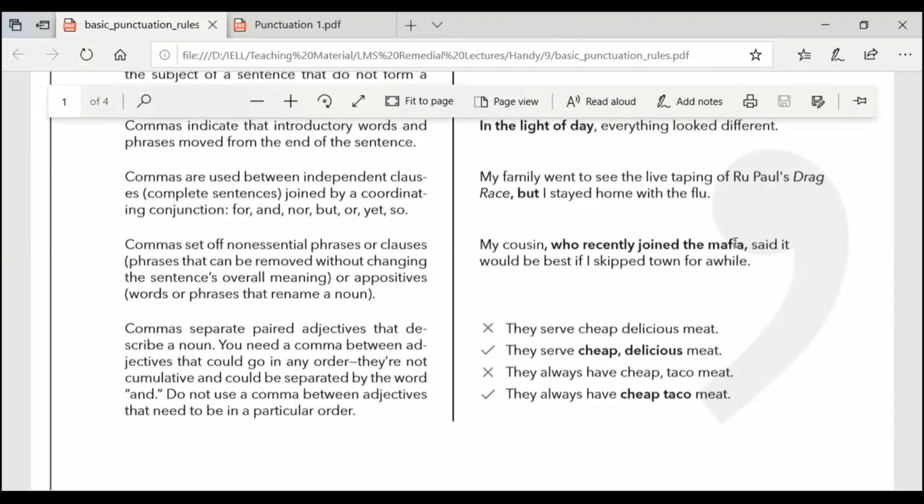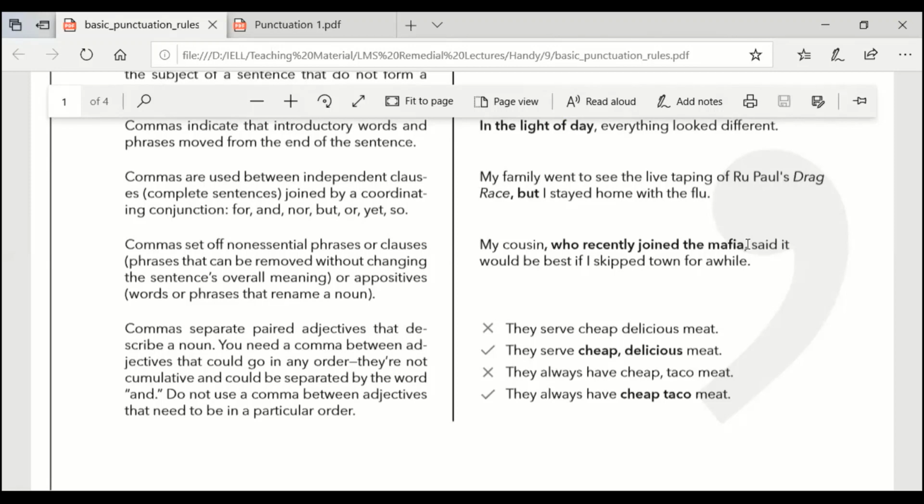This is a very usual practice that we do. This information is additional information in the sentence, or we also call it interrupting information or an interrupting phrase. When we are adding an interrupting phrase in a sentence, we need to use a comma before and after it, just to separate it from the main idea of the sentence. So we can write, my cousin, comma, who recently joined the mafia, comma, and then the rest of the sentence. I hope it's clear. There could be lots of other examples when we use this interrupting phrase.